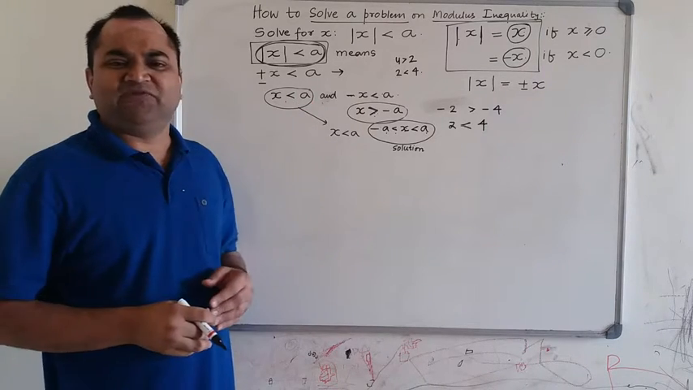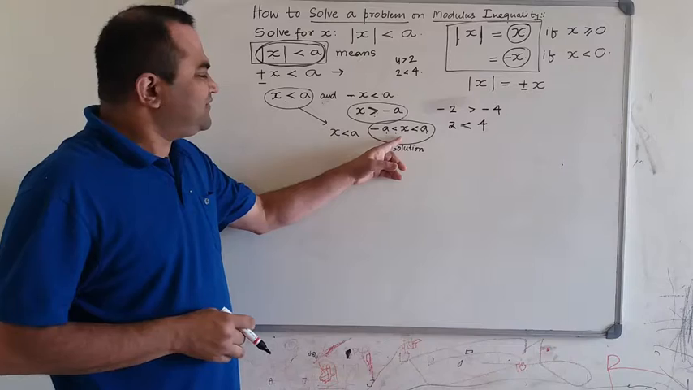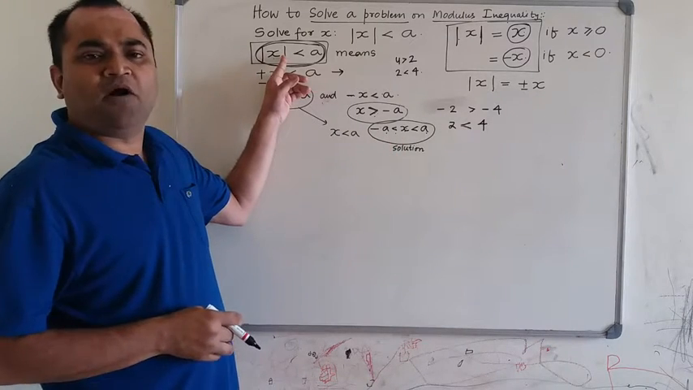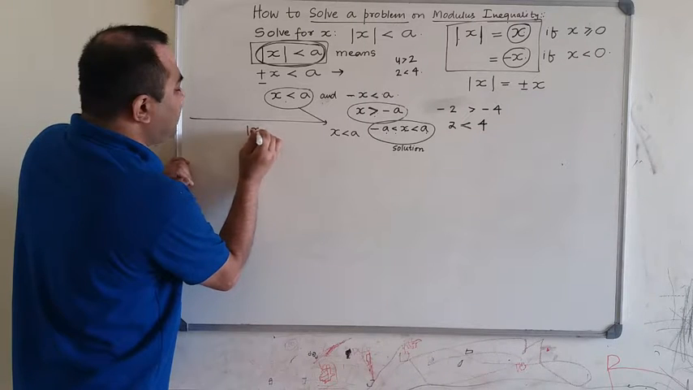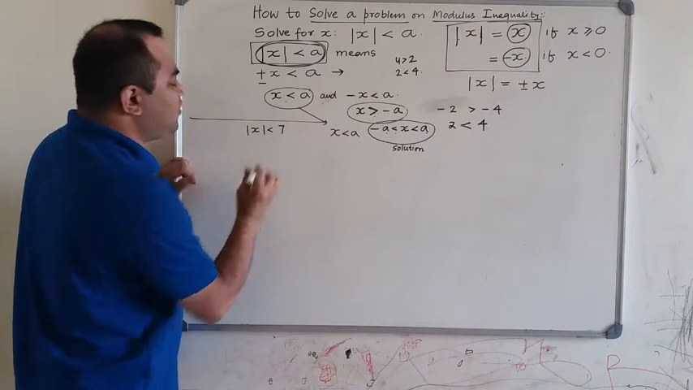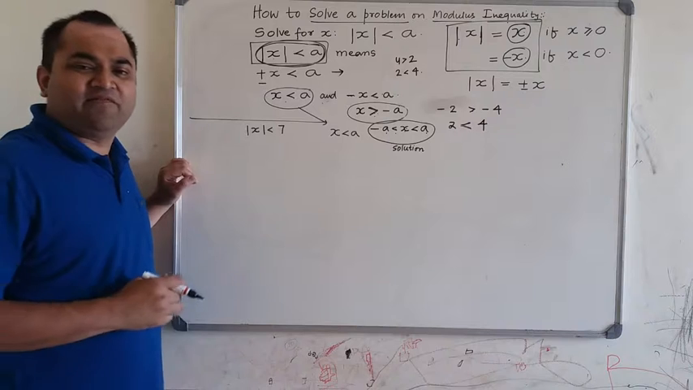So let us take one or two examples using this solution for this mod inequality. For example, mod x, or absolute value of a number x, is less than 7.